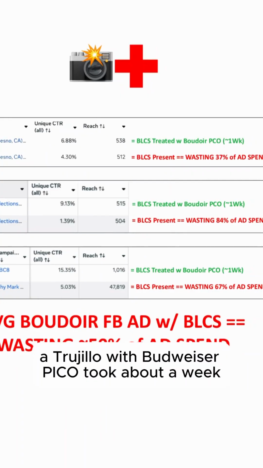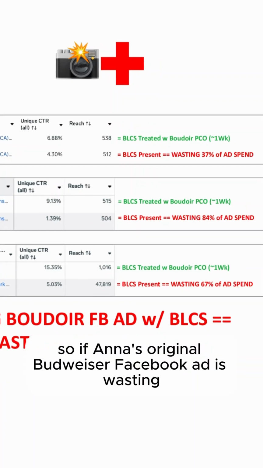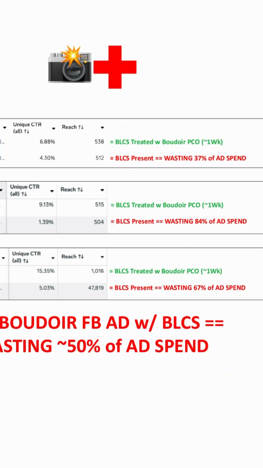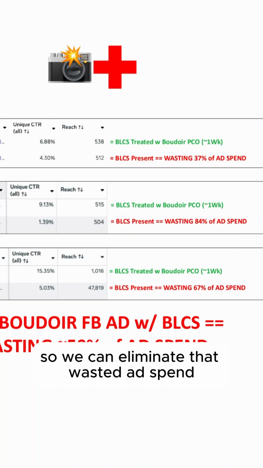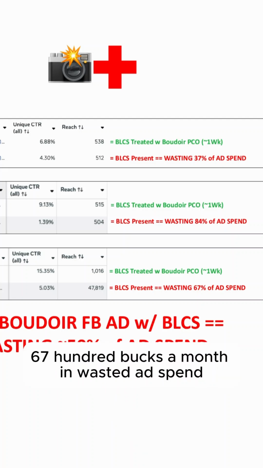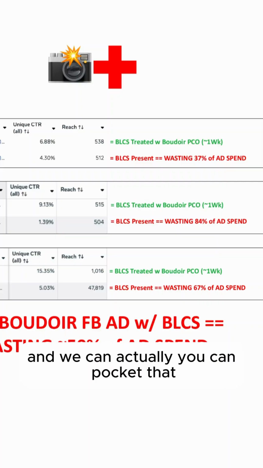Treated with Boudoir Pico took about a week, got the unique CTR all up to 15.35%. So we found out his original Boudoir Facebook ad is wasting 67% of his ad spend. So we can eliminate that wasted ad spend. So if you're spending 10 grand a month in Boudoir Facebook ads, we can eliminate that 6,700 bucks a month in wasted ad spend. And you can pocket that.